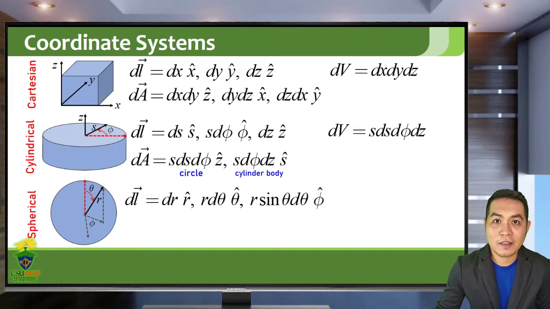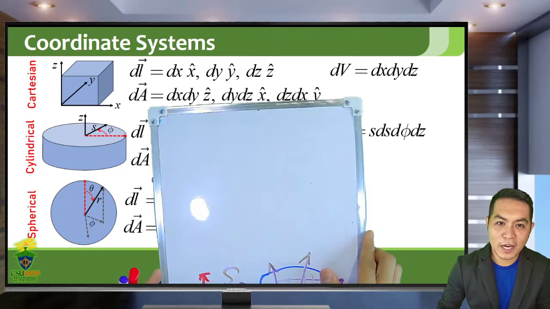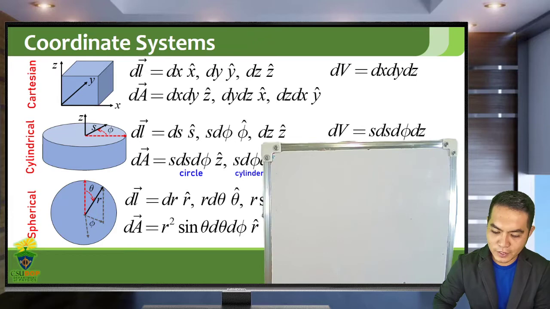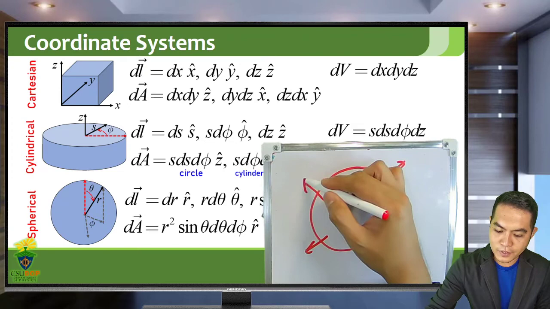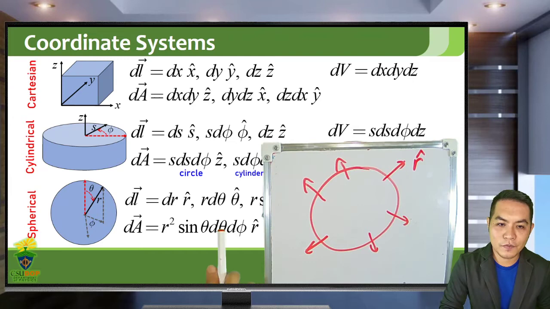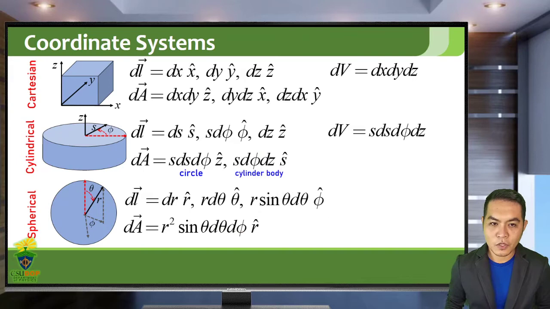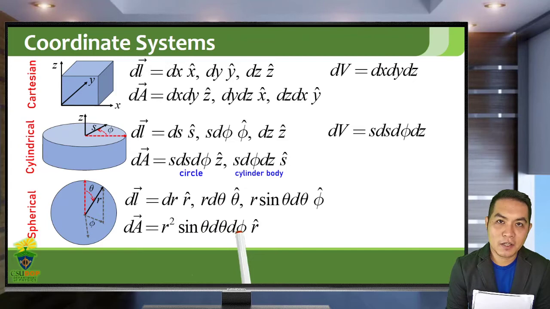And for the differential area, there's only one differential area or area of concern if you have a sphere. So if you have a sphere, there's only one area, the surface area of the sphere. And the direction of the surface area vector of a sphere is along the r hat direction, the three-dimensional vector direction. If you integrate this differential area, you will get the surface area of a sphere, which is 4 pi r squared. So theta ranges from 0 to pi, phi ranges from 0 to 2 pi.